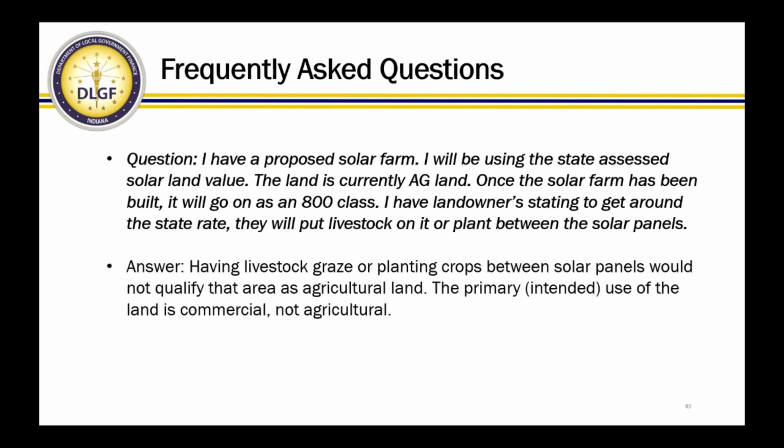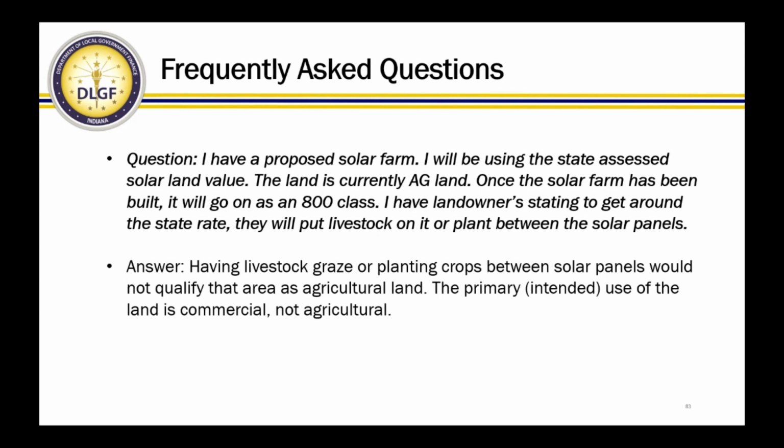Especially with the number of solar farms that have been coming into being around the state, I have a question about a taxpayer that's maybe trying to find a way to avoid having the solar land base rate applied because it's significantly higher than the agricultural land base rate. They wanted to know, what if a person has livestock grazing or they plant crops between the solar panels? Just because somebody has livestock grazing or planting crops between solar panels does not automatically qualify that area for the solar or for agricultural land.